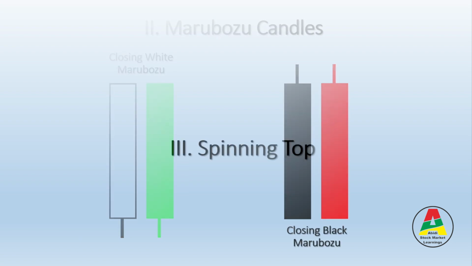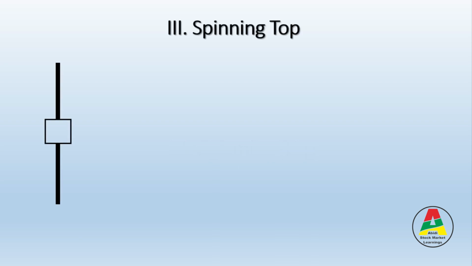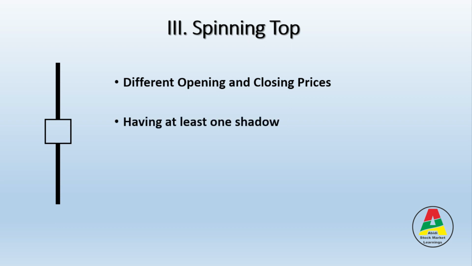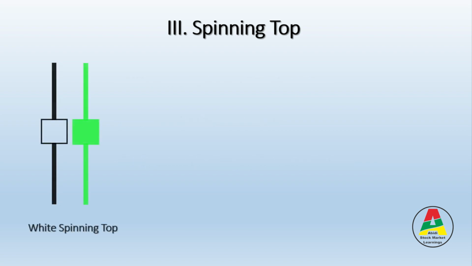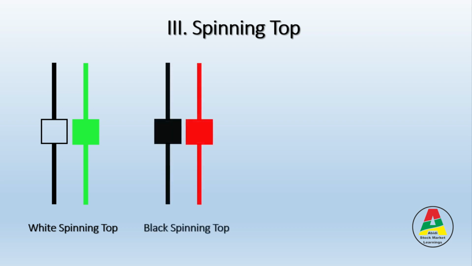Let's have a look at classification number 3, the spinning top. The features are different opening and closing prices, having at least one shadow. The body cannot be longer than any shadow. Examples are the white spinning top appearing as a short or long line, where the shadows are three times longer than the body. The black spinning top appears as a short or long line, with shadows three times longer than the body.